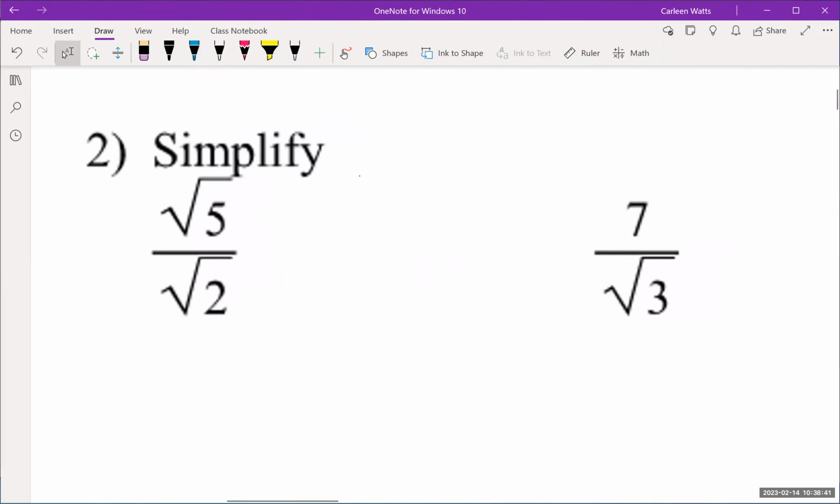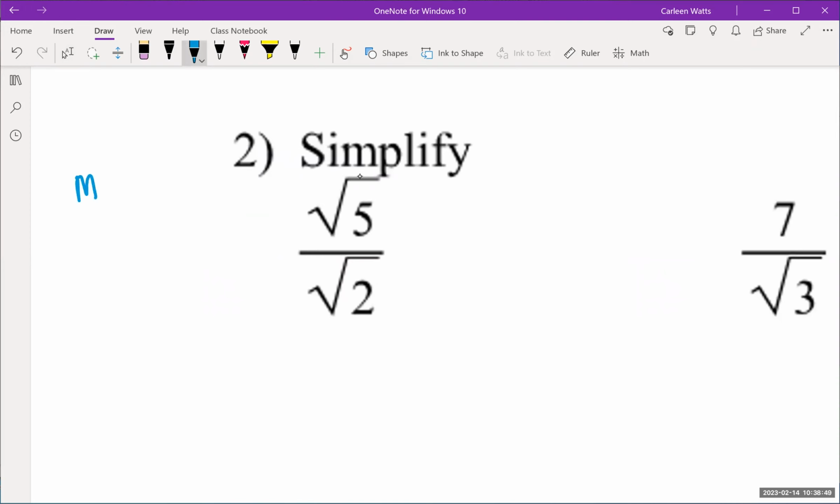Okay, so no radicals in the basement. Can I reduce a 5 and a 2? No. So this is what you do. You're going to multiply by bottom over bottom. Now notice that just equals 1. You're multiplying by 1. You can take a fraction and multiply by 1 and it does not change the value.